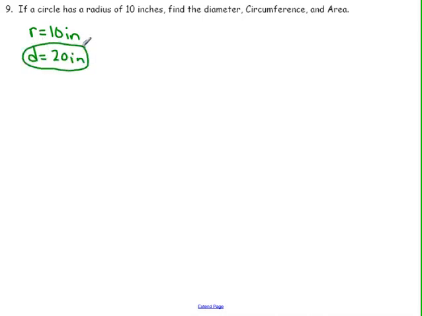That's one answer. Your circumference, I'll just say circumference equals 2 pi r. So that means you'd have 2 times pi times 10. 2 times 10 is 20, so this is going to be 20 pi. And that's your exact answer. If you want a decimal representation, you just take 20 in your calculator and multiply it by pi. And that should give you 62.8 inches. So that's your circumference.